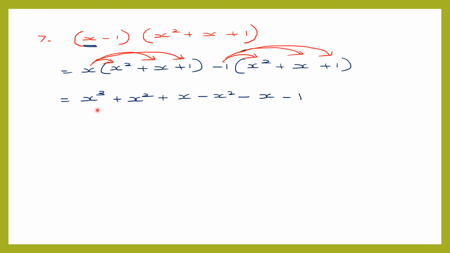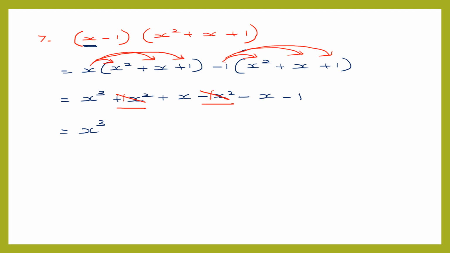Now let's look at all the like terms. Here we have x to the power of 3. We don't have any more x to the power of 3. So we will write this as it is, x to the power of 3. Now look at x to the power of 2 here and minus x to the power of 2. This is 1 minus 1. 1 minus 1 is 0. So this gets cancelled. So we don't have an x square.